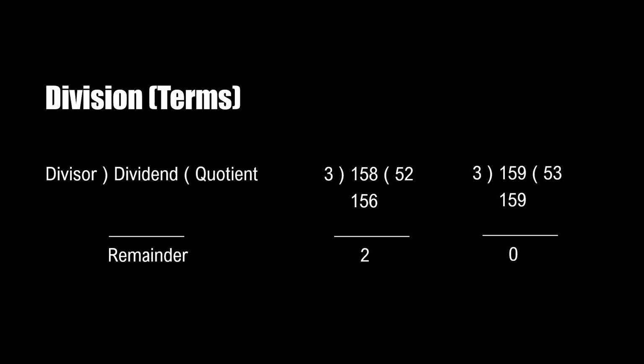Let's look at another example. 159 divided by 3, we get 53 as quotient, 0 as remainder. 159 is the dividend, 3 is the divisor.